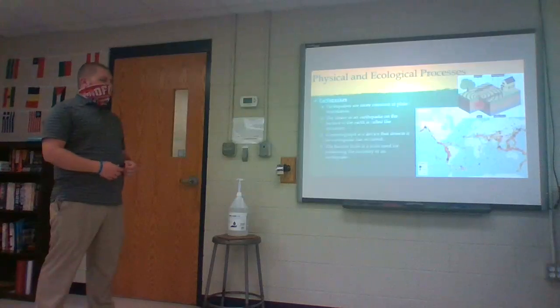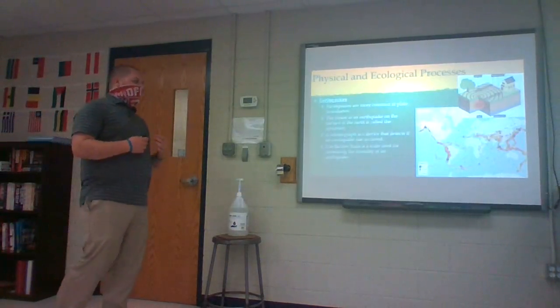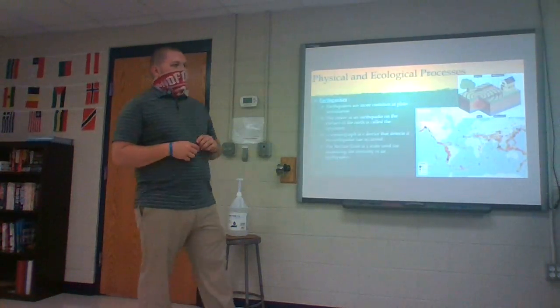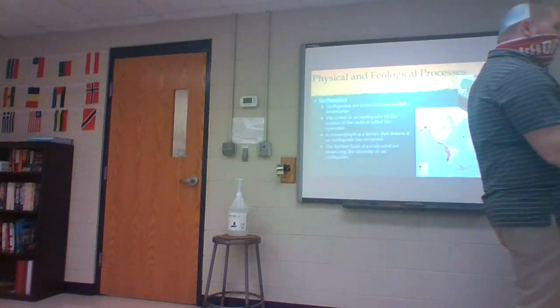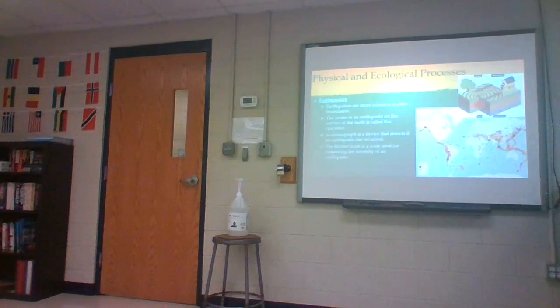The Richter scale is a scale used for measuring the intensity of an earthquake. It goes from 0 to 10. Okay? As far back as I can remember, I don't think there's ever been a 10. The highest one I can think of right now was like an 8.5. It hit San Francisco back in 1904 and demolished the city. They had to rebuild the whole thing.